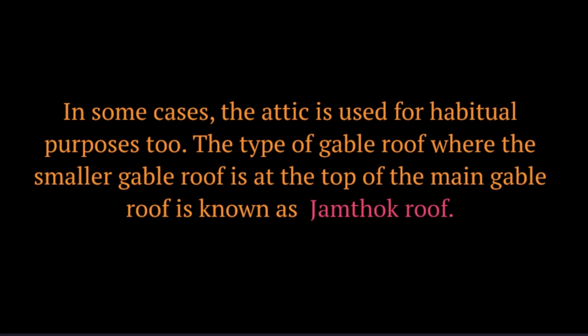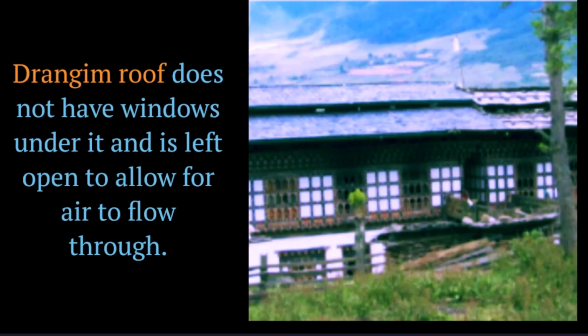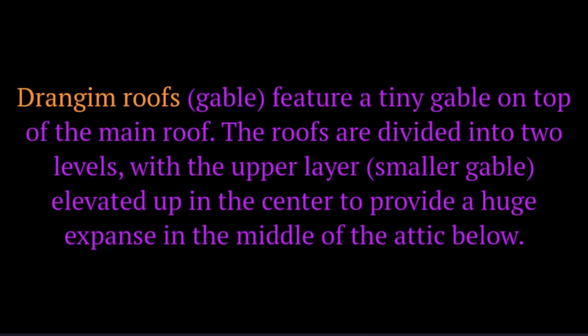The type of gable roof where a smaller gable roof is at the top of the main gable roof is known as the Jamthok roof. This is the Jamthok roof. The Dranjam roof does not have windows under it and is left open to allow air to flow through. Gable roofs feature a tiny gable on top of the main roof. The roofs are divided into 2 levels, with the upper layer, the smaller gable, elevated in the center to provide a huge expanse in the middle of the attic below.